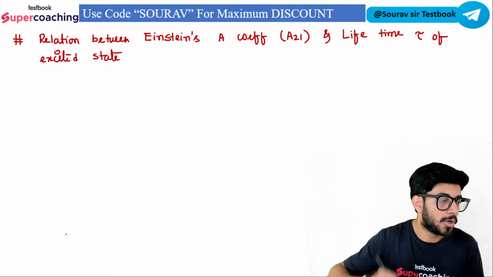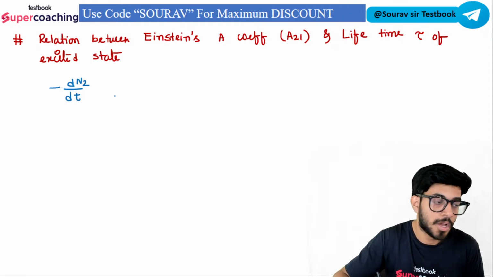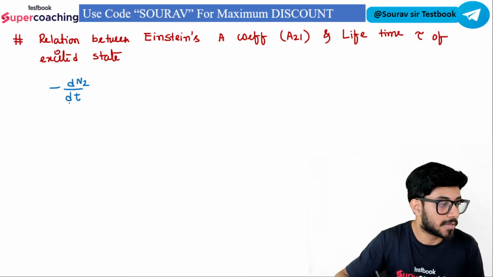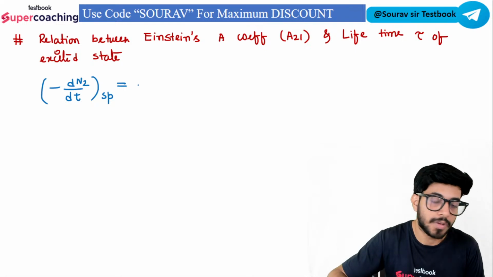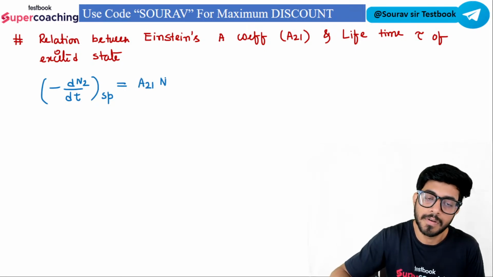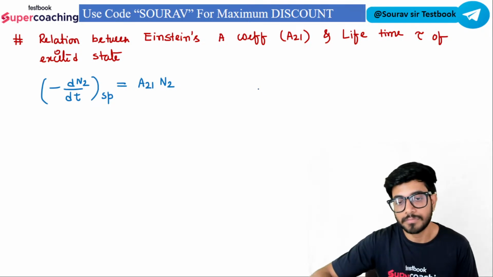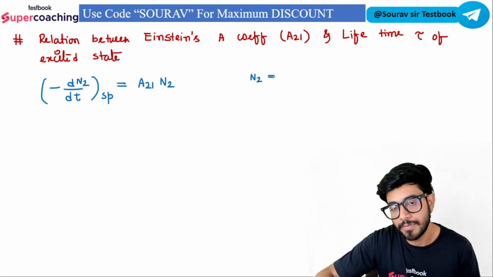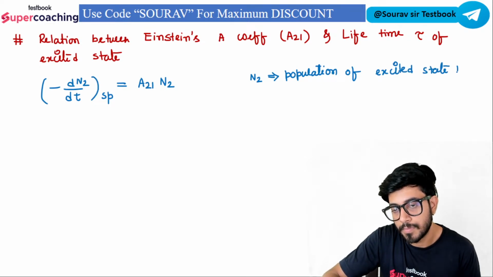How to derive this? We know negative of dN2/dt for spontaneous emission is equal to A21 N2, where N2 is the population of the excited state E2.